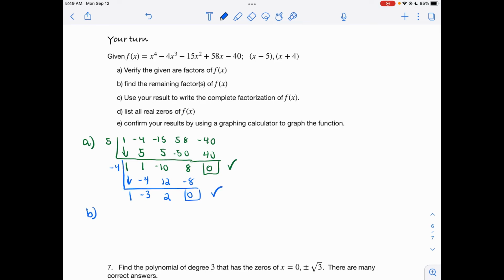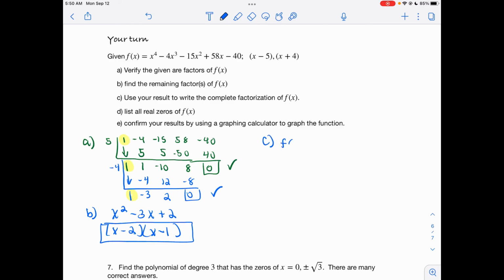B asks us to find the remaining factors of f of x using the remainder theorem. So I started up here with x to the 4th. So this means it's x cubed, so this means it's x squared. So putting the x's back in, it becomes x squared minus 3x plus 2. And so I'm just going to factor this, and it factors to x minus 2 and x minus 1. So those are the remaining factors.